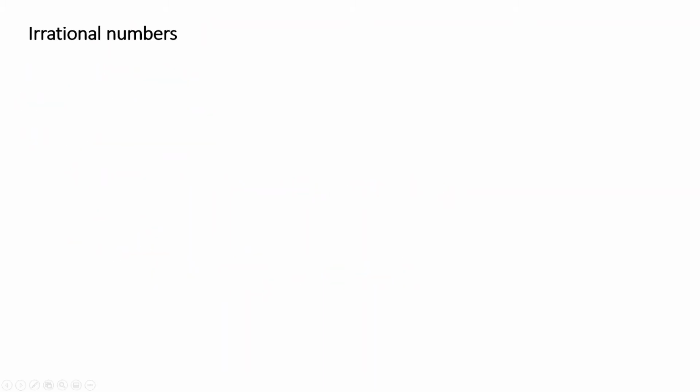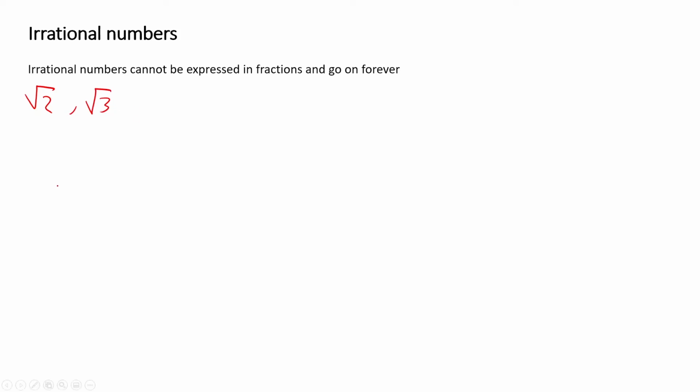Irrational numbers are numbers that cannot be expressed in fraction form, and they go on forever, such as root 2 or root 3. Now, if we plug this into a calculator, we find out that root 2 is approximately 1.41424, and root 3 is 1.732051. These go on forever and cannot be represented as fractions.